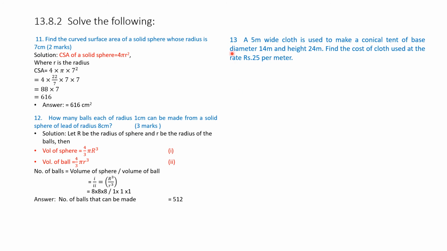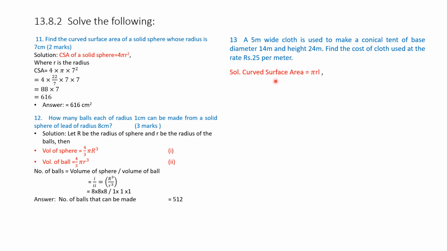Let us solve problem number 13. A 5 meter wide cloth is used to make a conical tent of base 14 meters and height 24 meters. So, we are using a cloth whose width is 5 meters to make a conical tent whose diameter is 14 meters and height is 24 meters. Therefore, we have to find the cost of cloth used at the rate of 25 per meter. So, we are required to find the length of cloth.